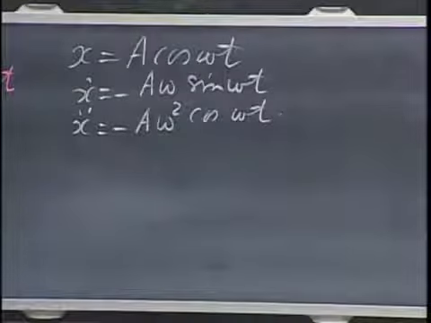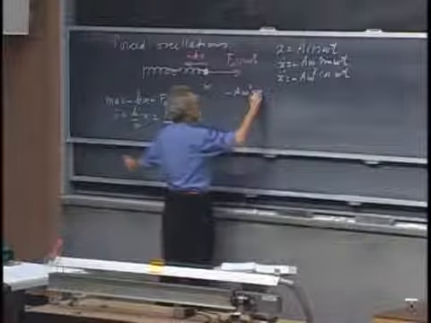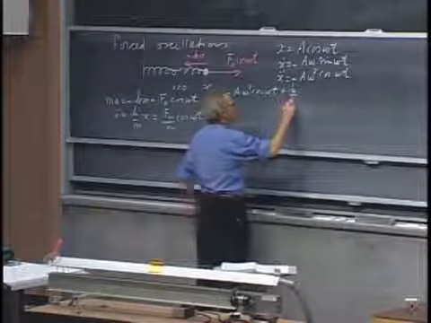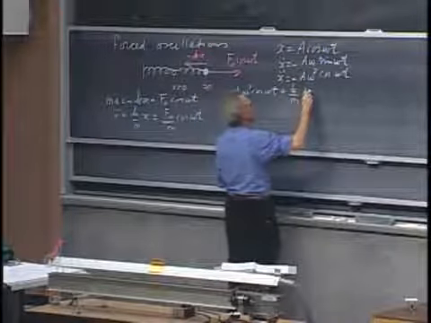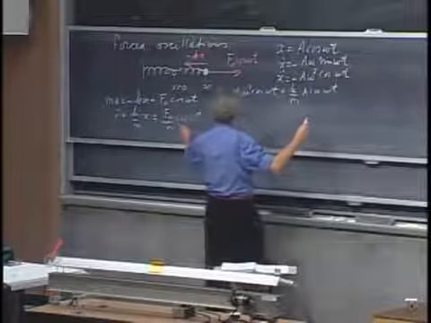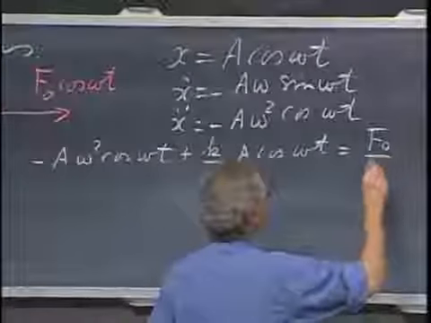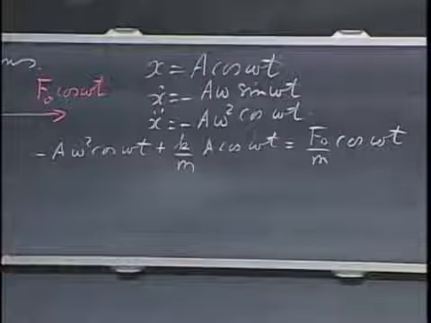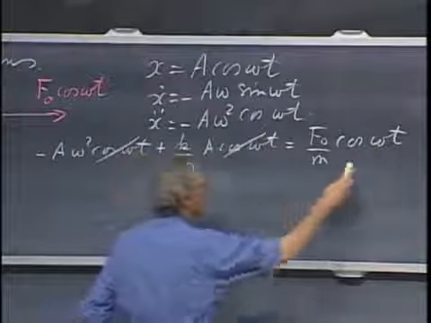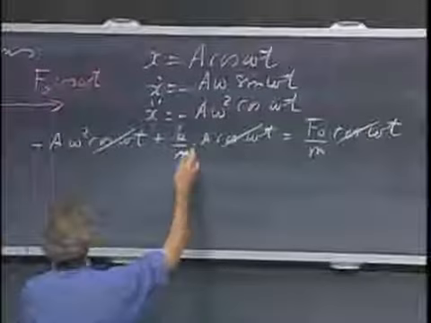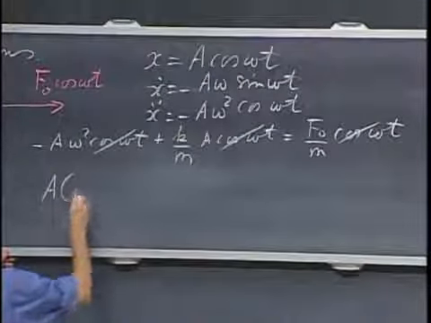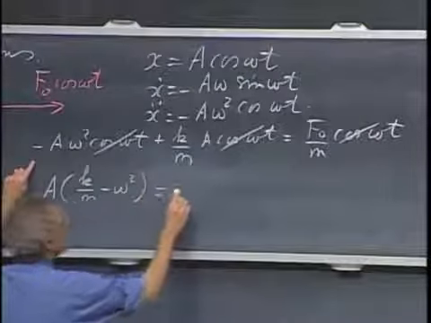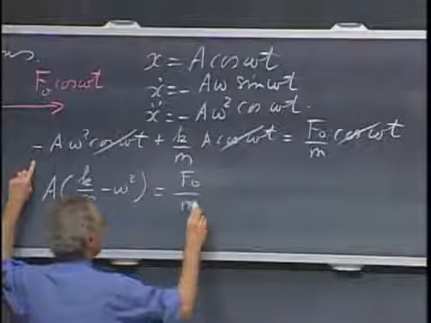So I'm going to get minus A omega squared cosine omega t plus k over m times A cosine omega t, and that equals F0 divided by m times the cosine of omega t. And that must always hold. So therefore, I can divide out my cosine omega t. I can bring the A's together. So I get A times k over m minus omega squared equals F0 divided by m.